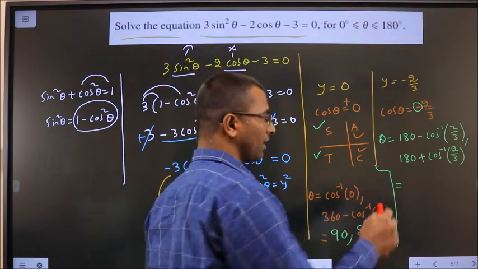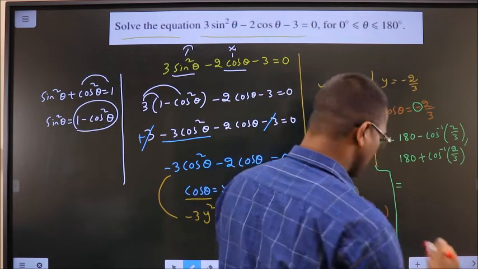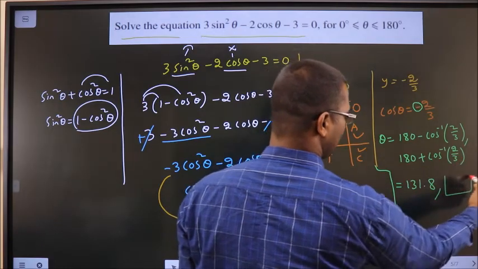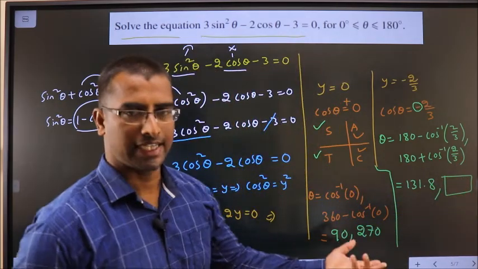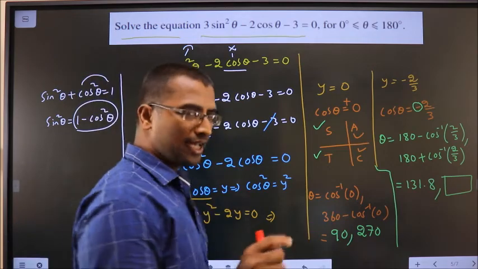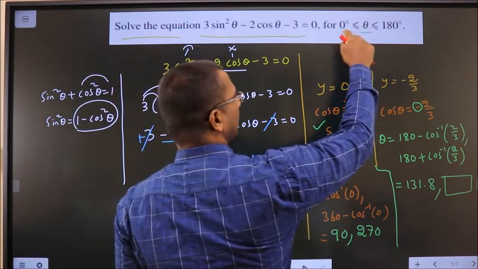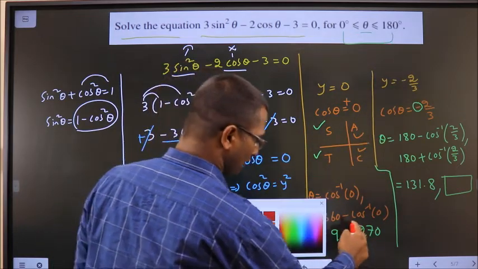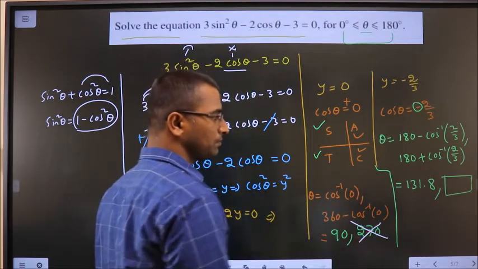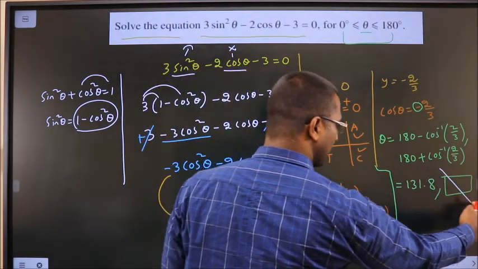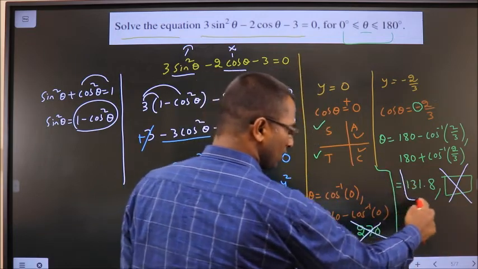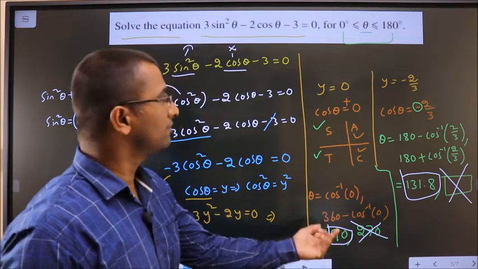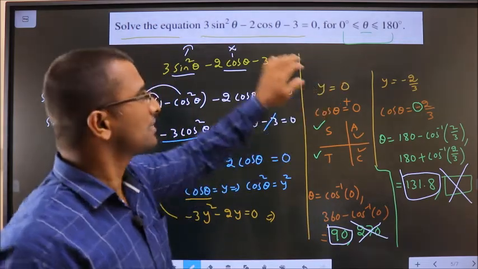Okay. If you put this in the calculator, you get the answer to be 131.8. If you put this, you get a value. Why am I not writing? I'll tell you just now. See here. I want theta values to be lying between 0 to 180. So this value of theta is not in the range. So cancel out. 180 plus is also not in the range. So cancel out. So your answer is only this one and this one. These are the values of theta lying in the range satisfying the condition.